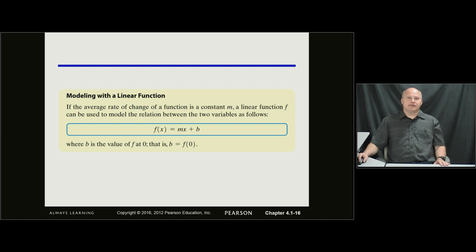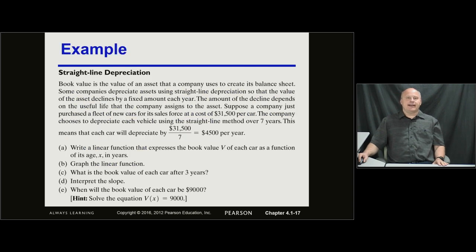As always, the average rate of change of a linear function is constant, m. A linear function f can be used to model the relationship between two variables as follows: f of x equals mx plus b, where b is the value of f at 0. That is, b is f of 0. So if you plug 0 in for x, you'll get m times 0 plus b, which obviously is b. Okay? So let's look at an example here.